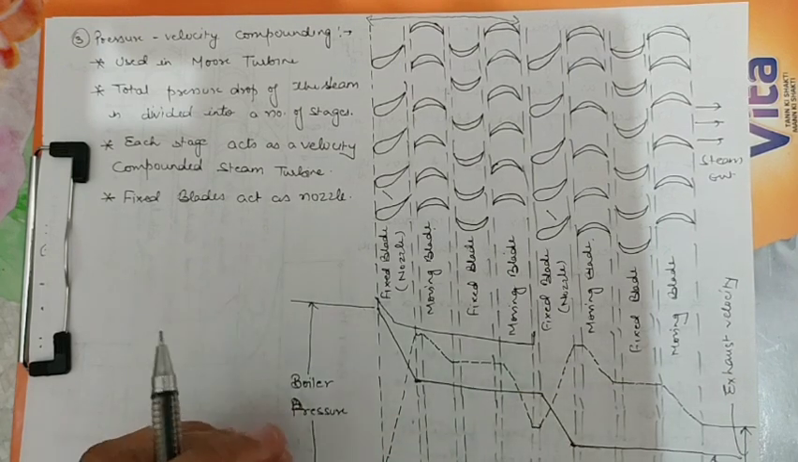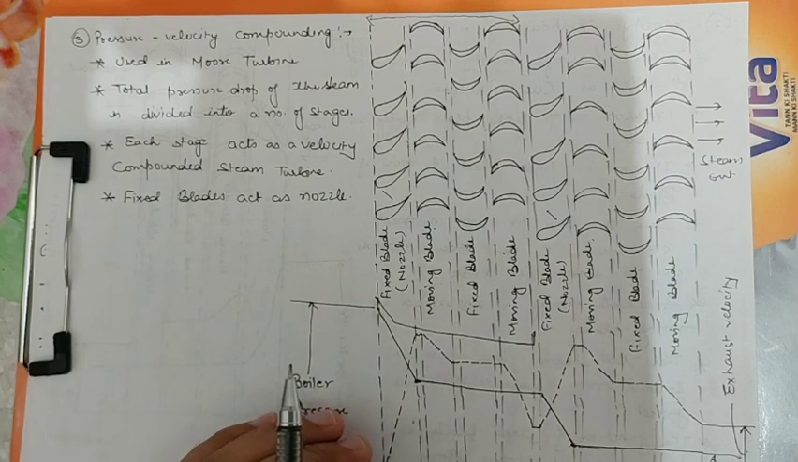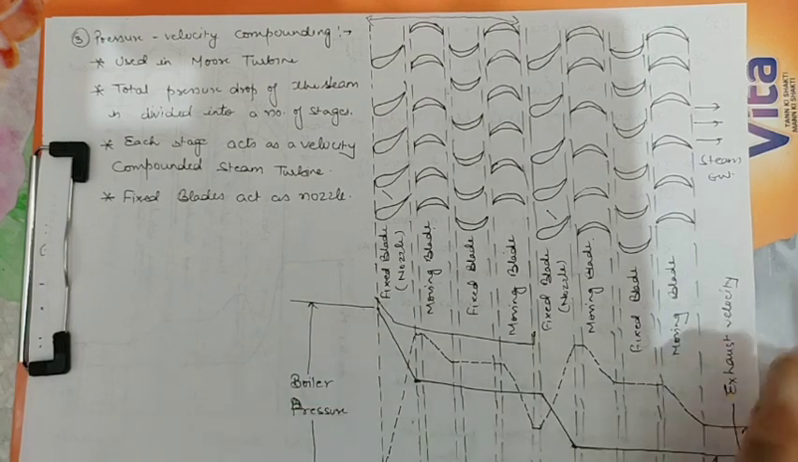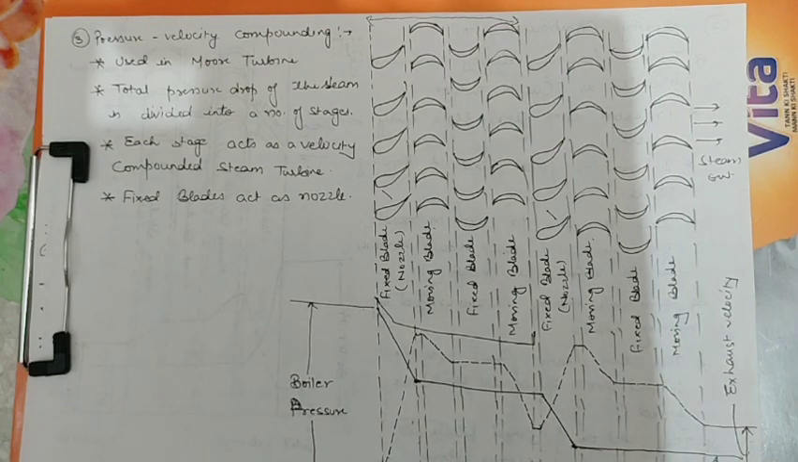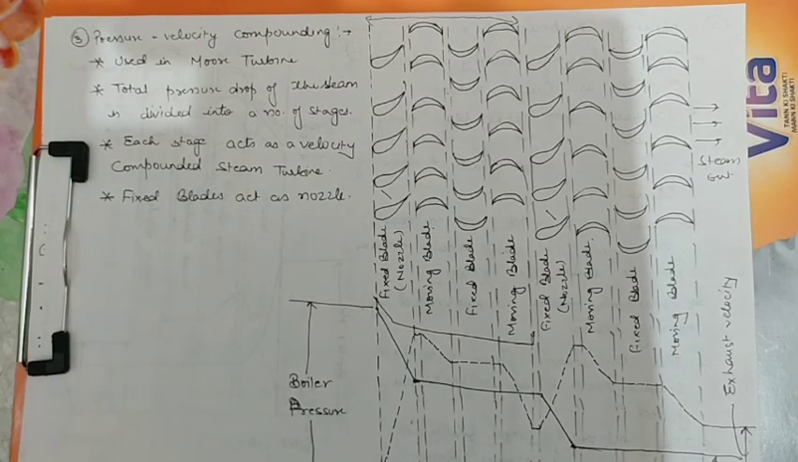So in this way the pressure velocity compounding turbine works. We have discussed velocity compounding and pressure velocity compounding. So this is all about compounding. Now from the next lecture we will talk about the analysis of the impulse turbine.